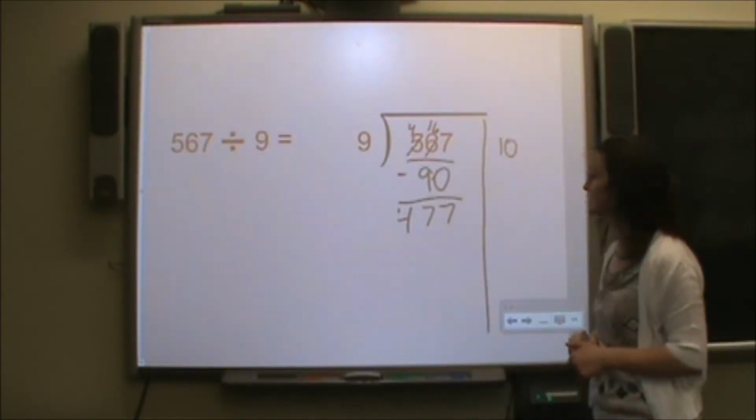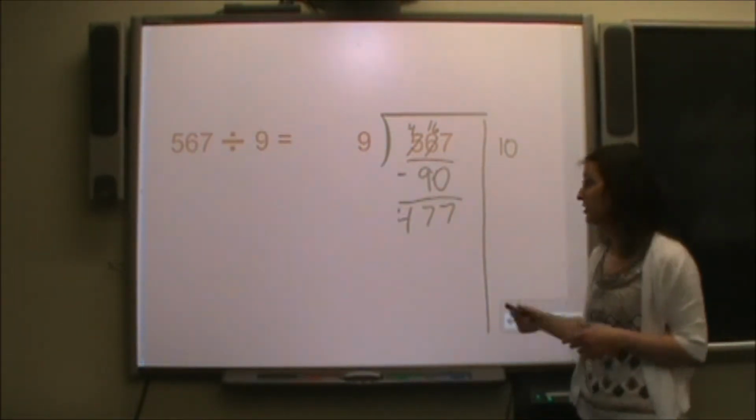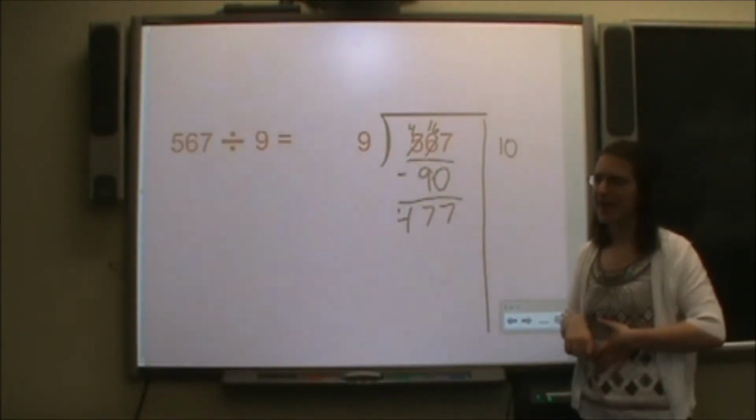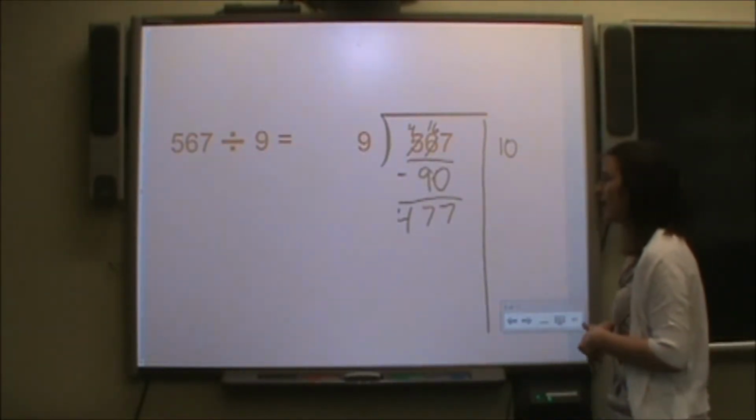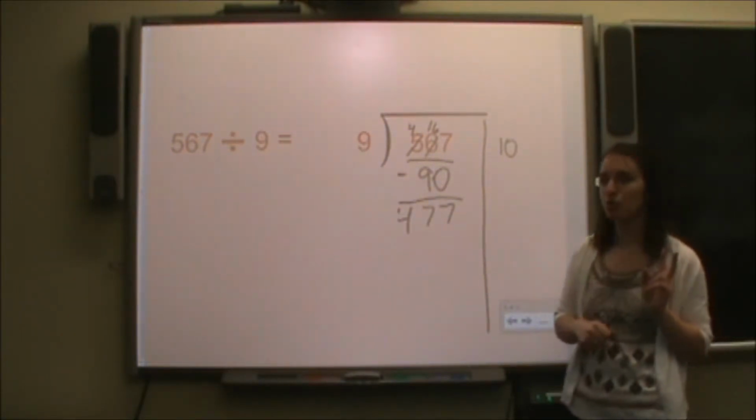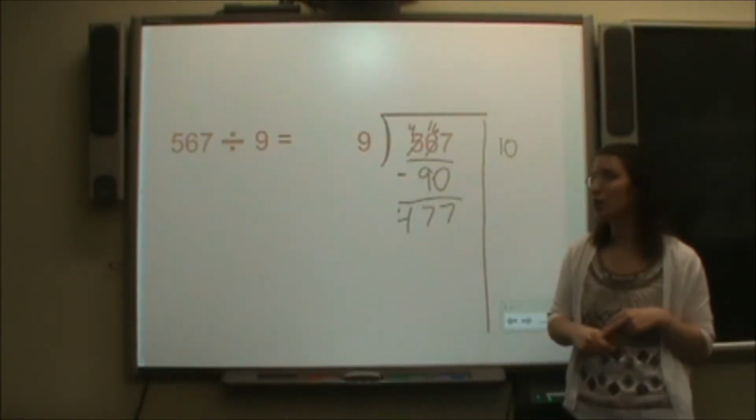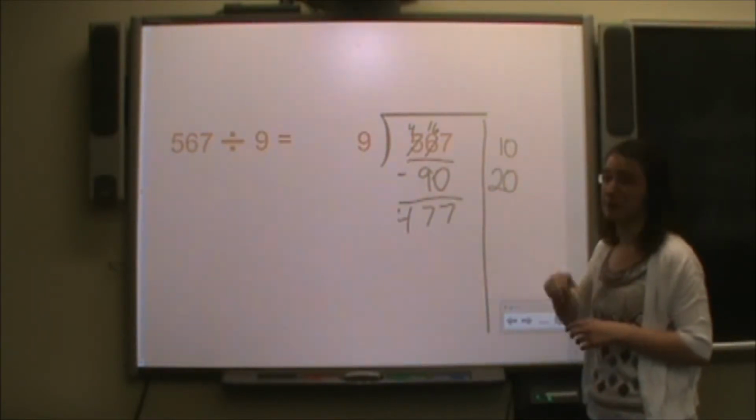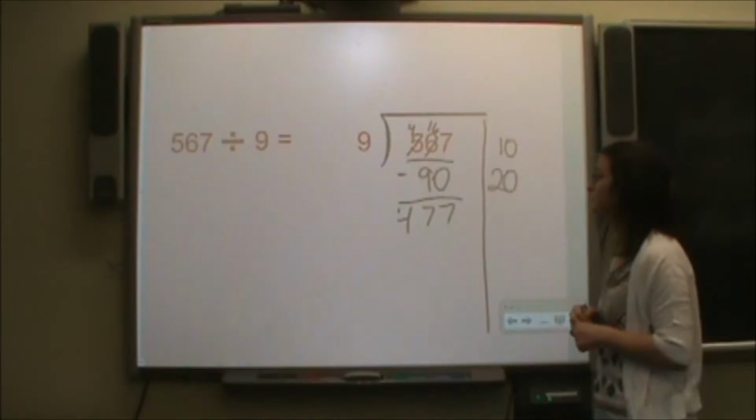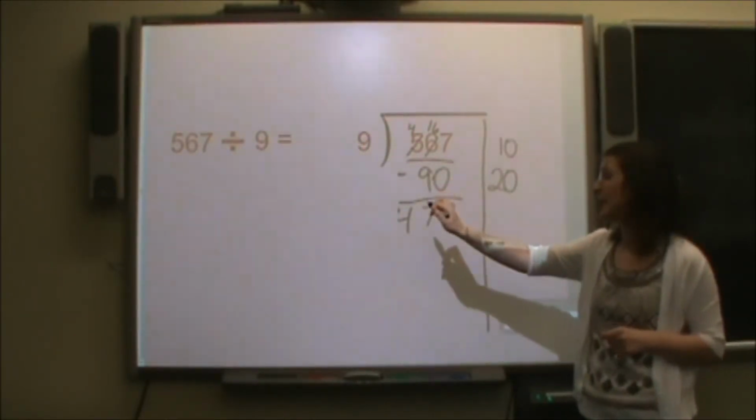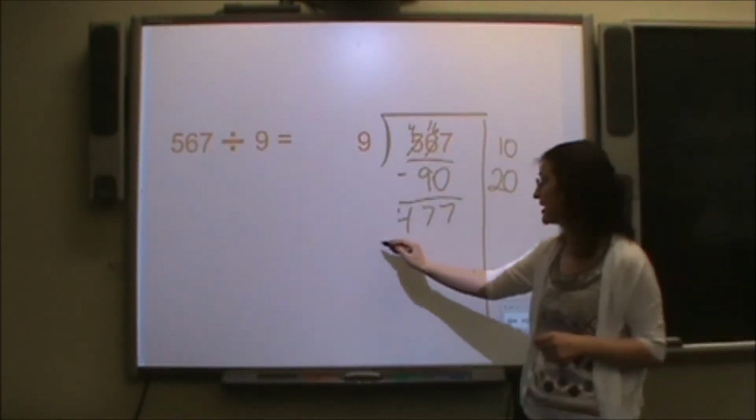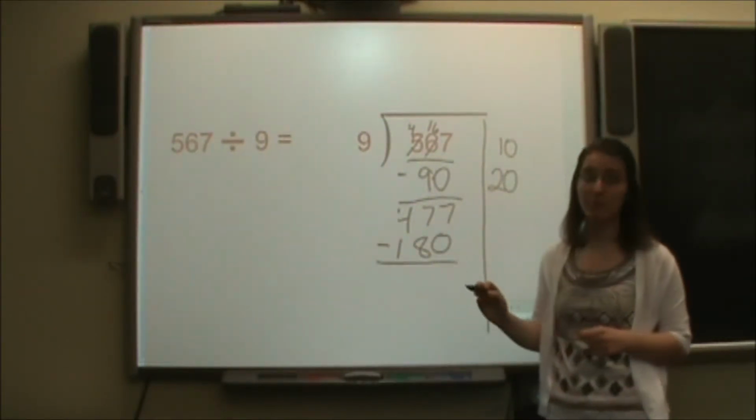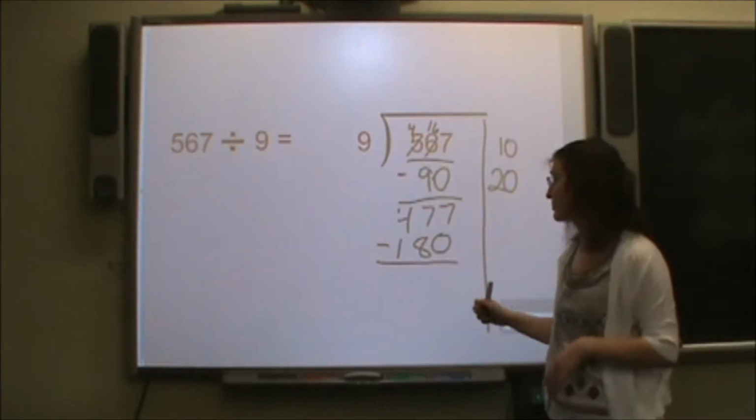So I have 477 left. Now I know that I can get at least another 10 groups of 9, but I think I could probably even get more than that. I'm going to try 20 groups of 9. So I'm going to put a 20 over here. So I'm taking out 20 more groups of 9. Now if 10 groups of 9 was 90, 20 groups of 9 was going to be 180. Now I'm going to subtract 180 because now I've taken 180 more out that I've split up.